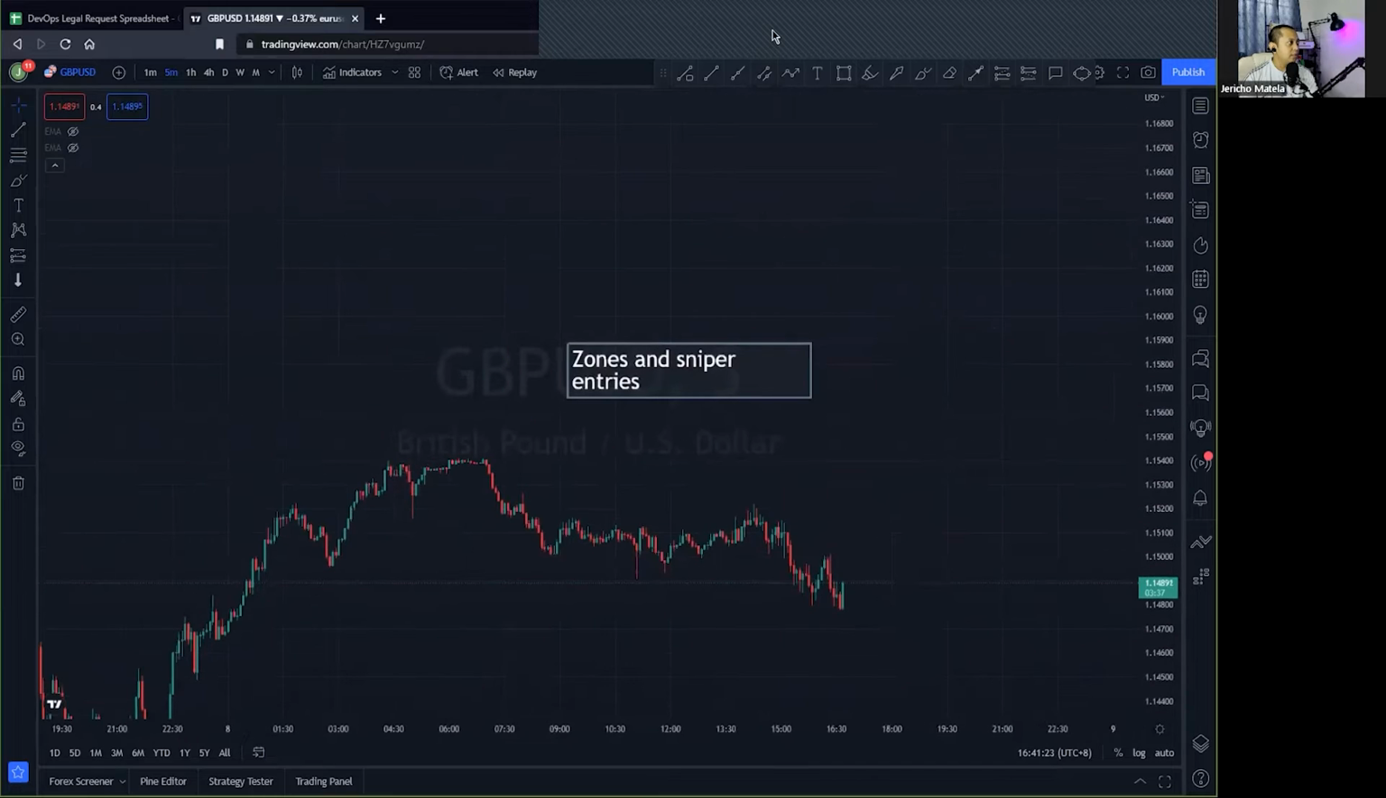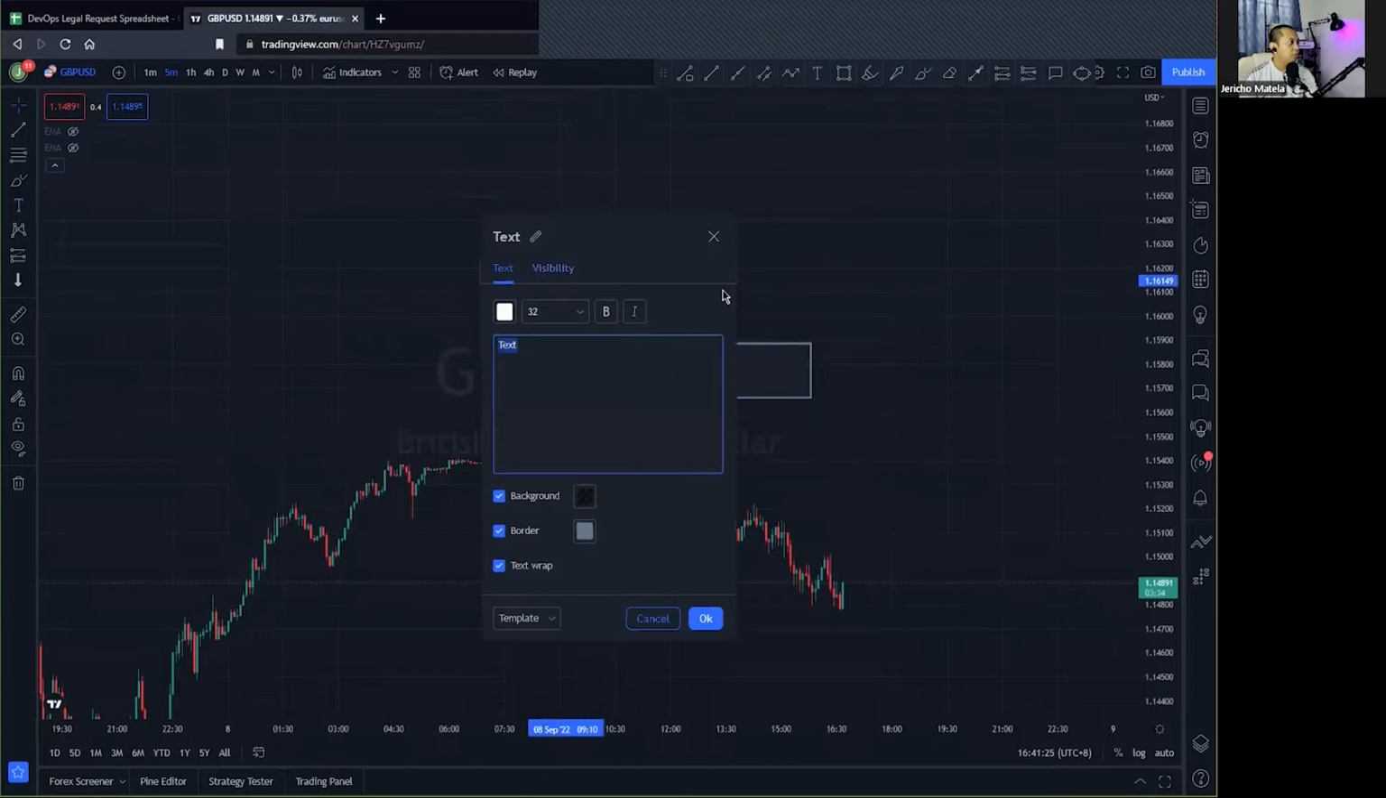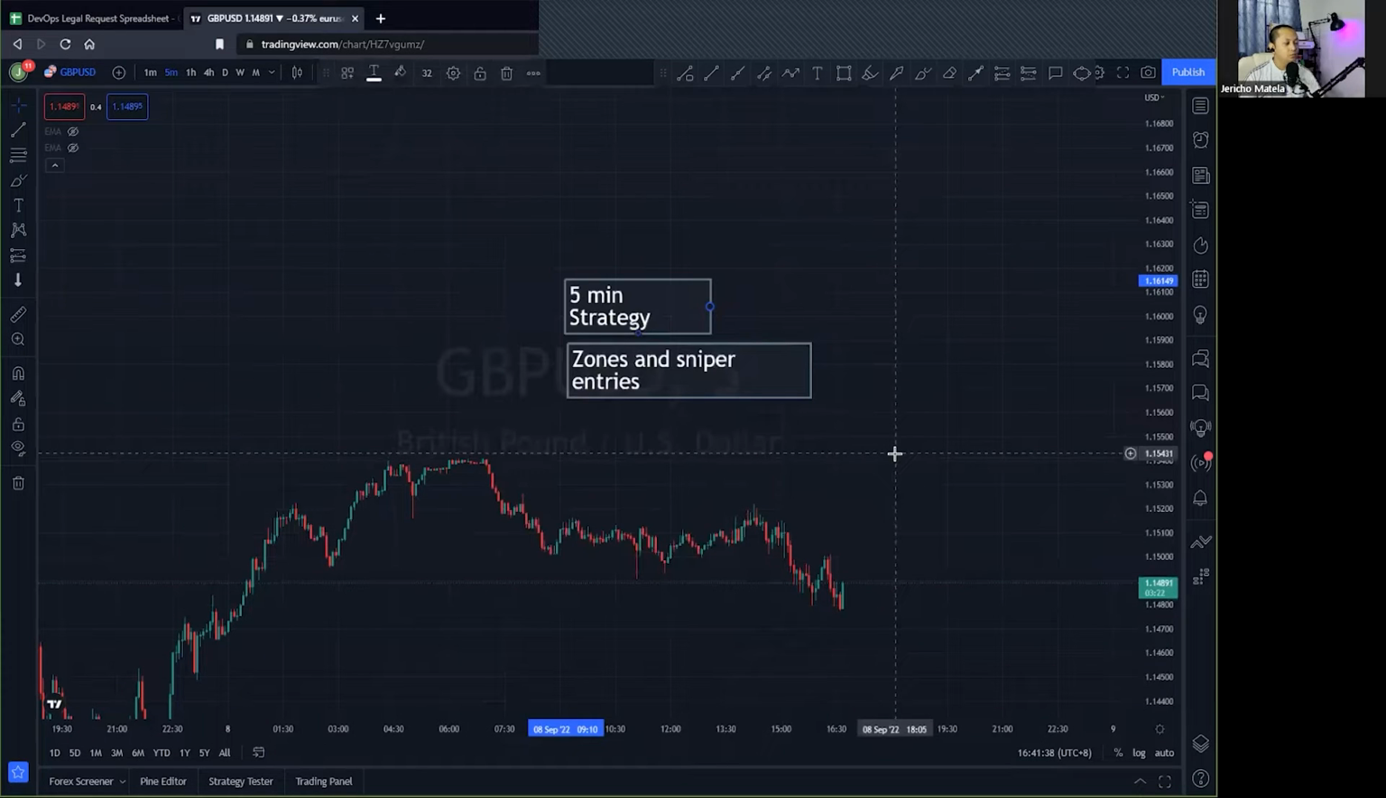So ano yung unang part ng strategy na to? So this strategy is still based on looking for zones and sniper entries. Ano yung zones? Ano yung sniper entries? So zones is basically looking for those consolidations in the market that we can consider as supply and demand zone. Dito sa mga zones makikita mo yung possible imbalance in the market or historically meron ng imbalance dun sa area na to.